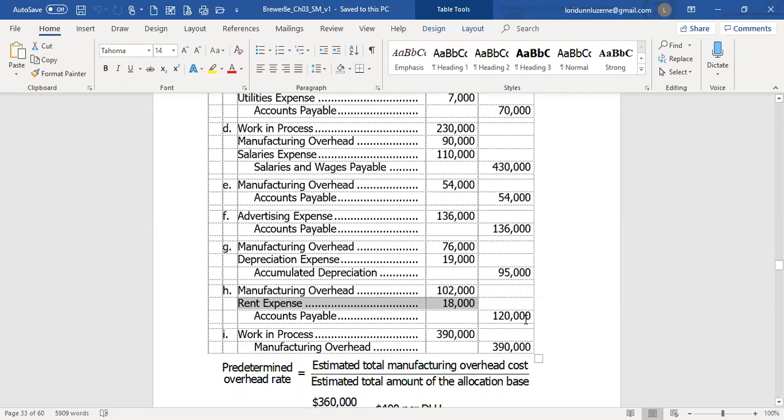So these were journal entries you learned back in Accounting 101. That's why it's a prereq. So please go back and make sure you understand why we're debiting and crediting. And let me know if you have any questions on that.